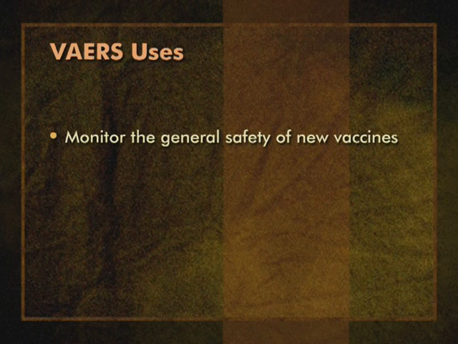VAERS can be used to monitor the general safety of new vaccines. During the 2009 H1N1 influenza pandemic, VAERS was key in helping to assess the safety of the H1N1 influenza vaccine. VAERS provided the first national data during the H1N1 pandemic, and this information was useful to vaccine policymakers.